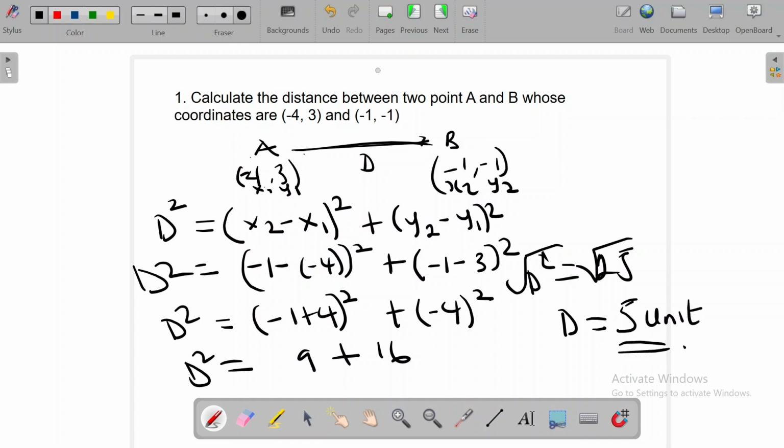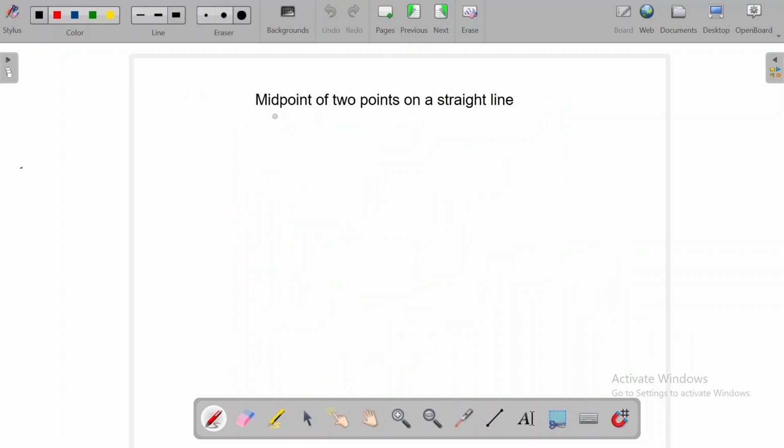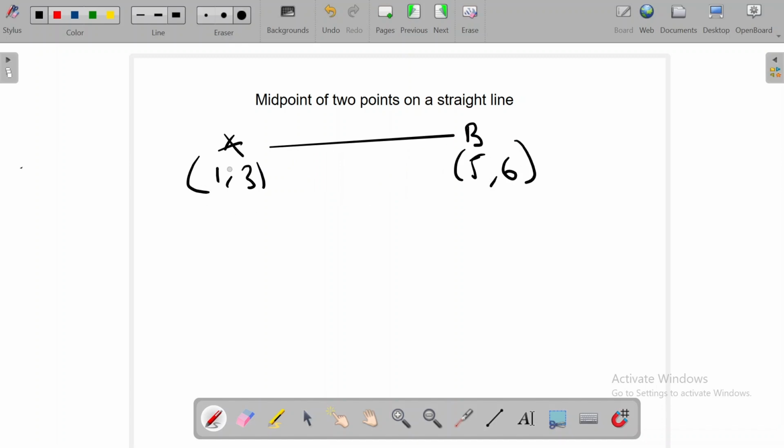And you're done. If you move to the next, midpoint of 2 points on a straight line. You have point A as well. I can call this 1, 3, and you have point B. I can call this 5, 6. So this is one coordinate, this is another coordinate.